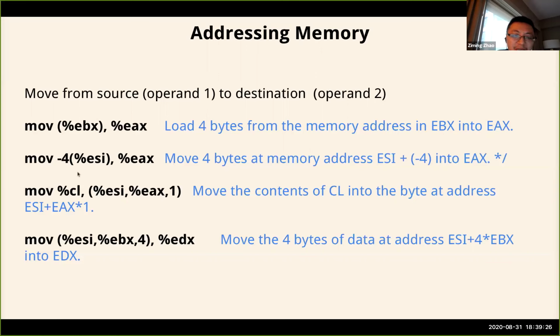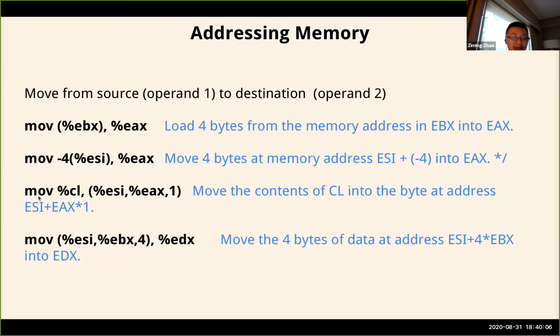Then the next instruction is the same thing. The only difference is we have an offset outside of the parentheses, which is -4 in this case. This 4 bytes is not this 4; this 4 is actually the offset. The 4 bytes comes from the default size. So this one means we're moving 4 bytes from the memory address specified by ESI - 4 into the register EAX.